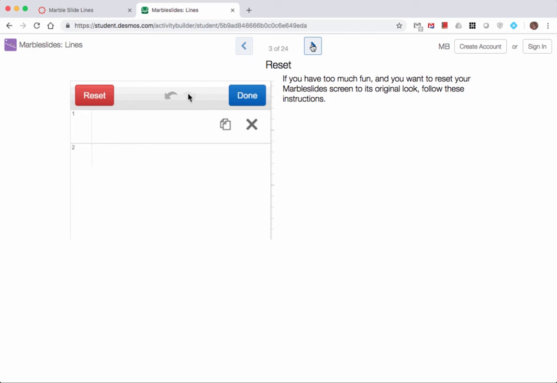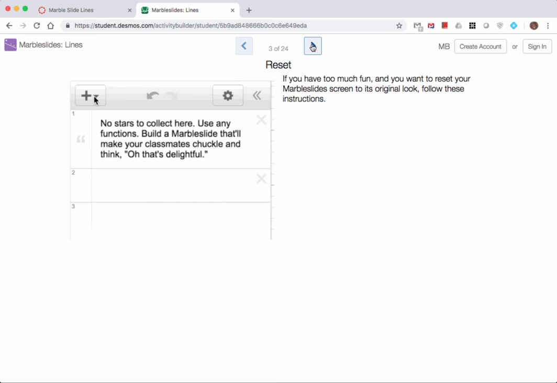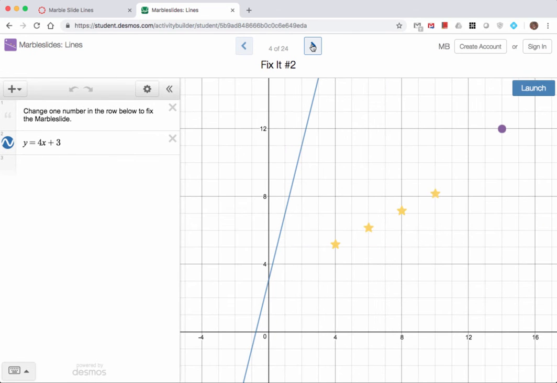You can click on that and reset it and take everything quickly back to the beginning, okay? All right, so change one number in the row below to fix this marble slide. Well, this time the y-intercept's looking good. Looks like if I launch my marbles, it would come through the right place down here at 3. Just my slope is too steep.